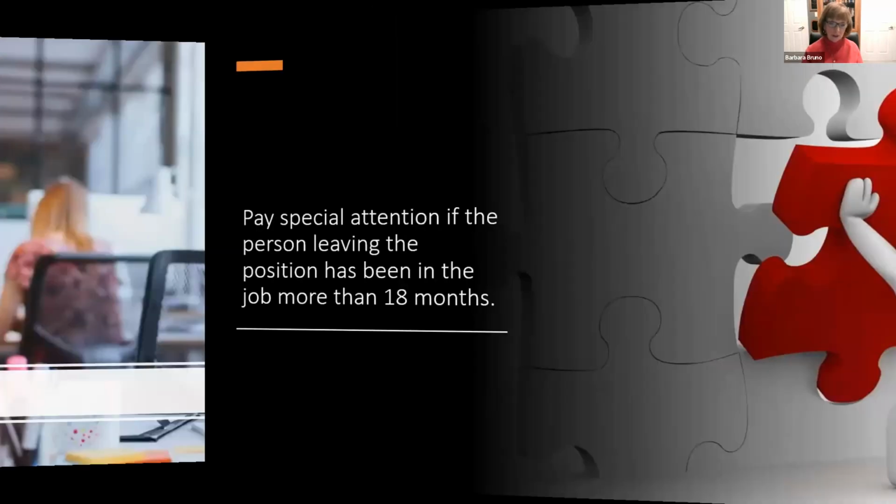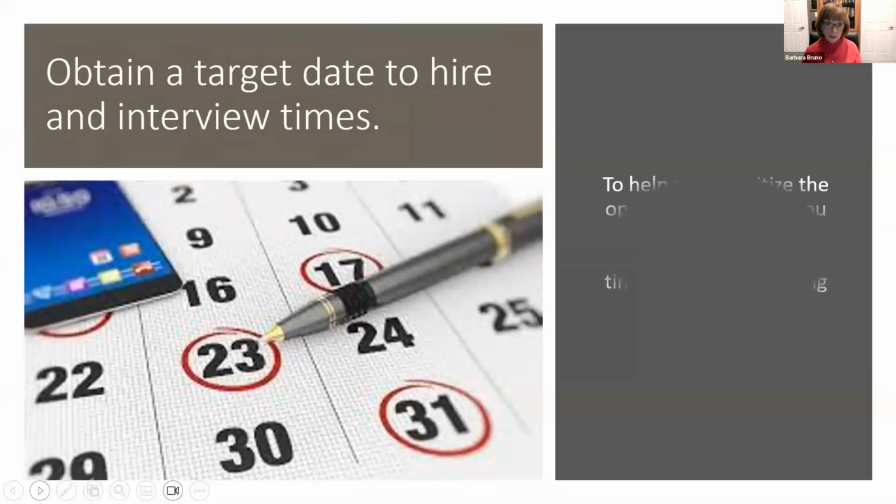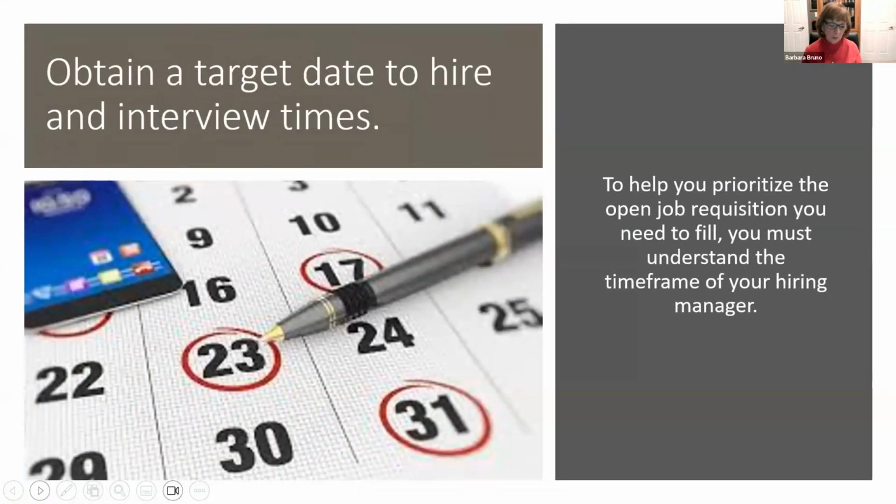Now let's move over to the criteria for a fillable job requisition. We've addressed what you're going to discuss in the intake meeting, but now what's the criteria for a job that you know you can fill? Number one, you've got to get a target date to fill, but also interviewing times. To help you prioritize which requisition you need to fill, you've got to understand the time frame of the manager. You and I also know how long it's going to take us to surface certain kinds of talent. If it's a hard to find IT position, it might take us a little bit longer. If it's a sales job or a job where we know we've got an established network, we know we can fill those jobs faster.